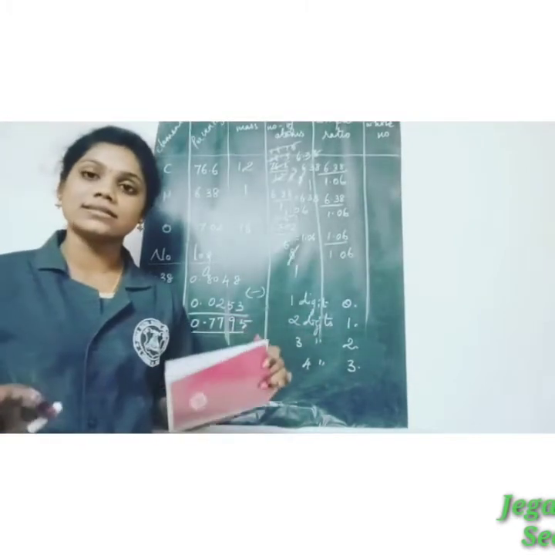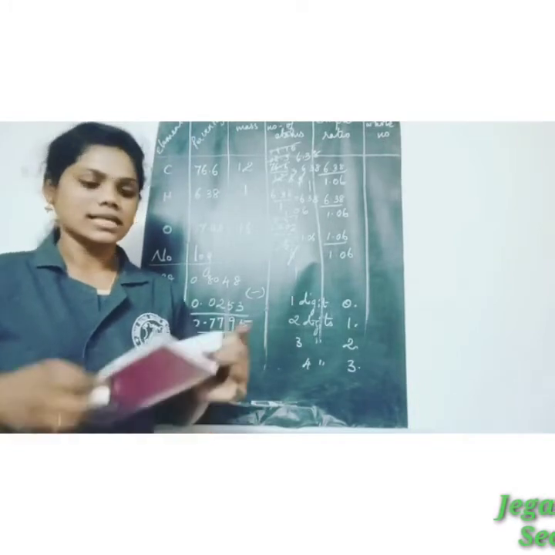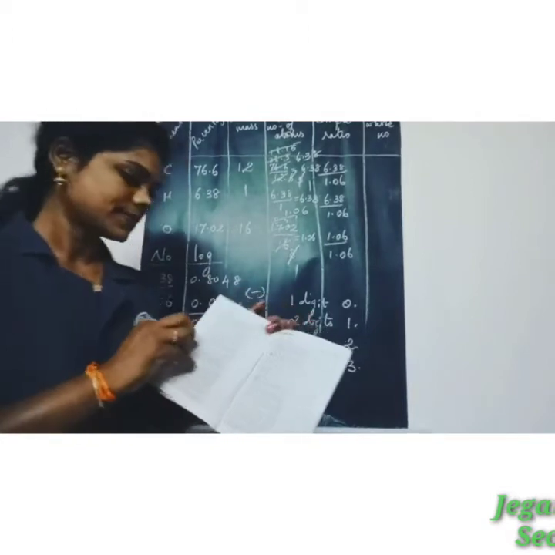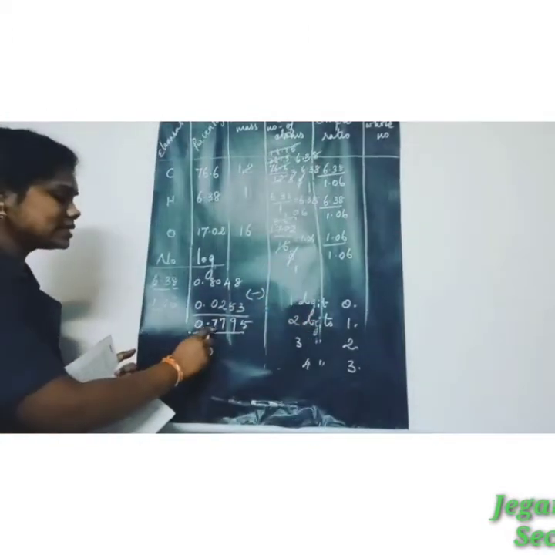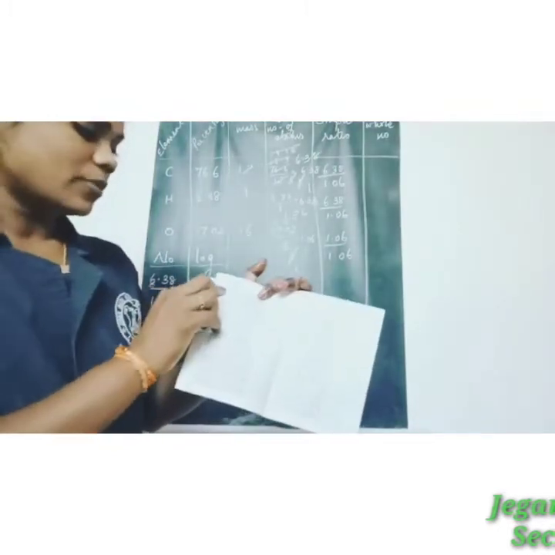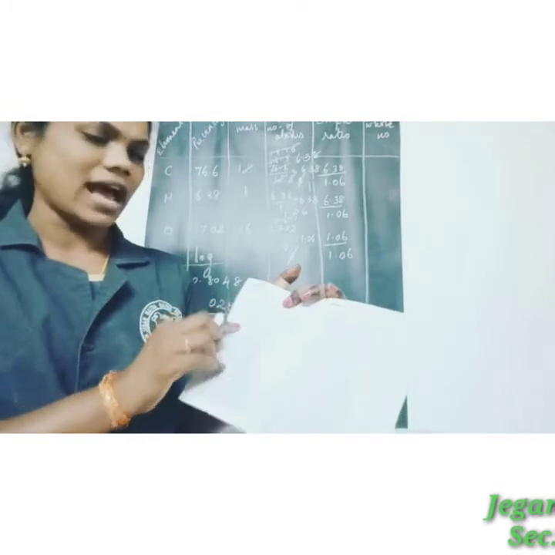0.7795. So this is the log values only. And then we see anti-log values. Take the next page, that is for anti-log. Here 0.7795. So here see 0.00, 0.01, 0.02, 0.03 up to etc.